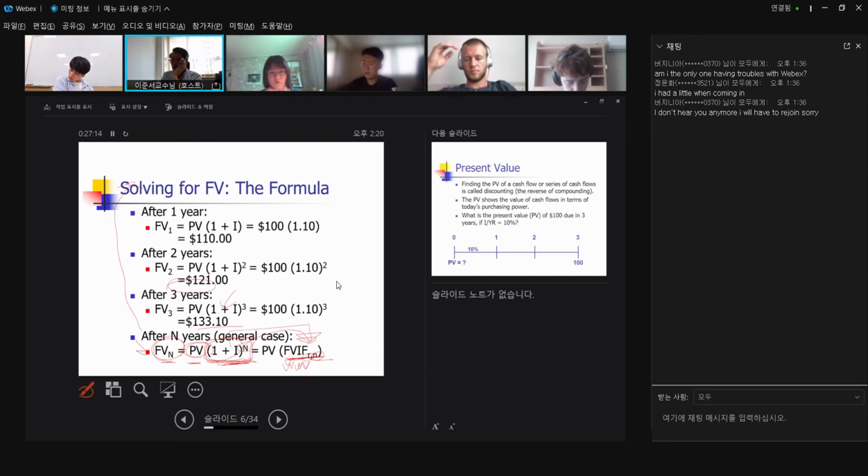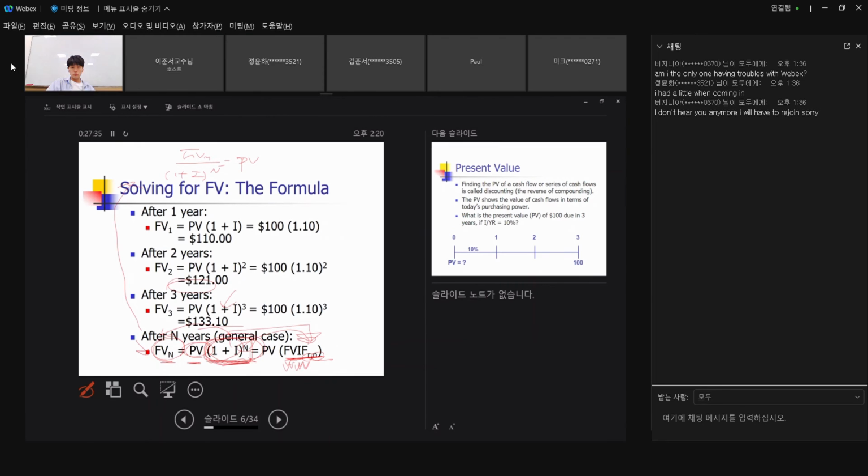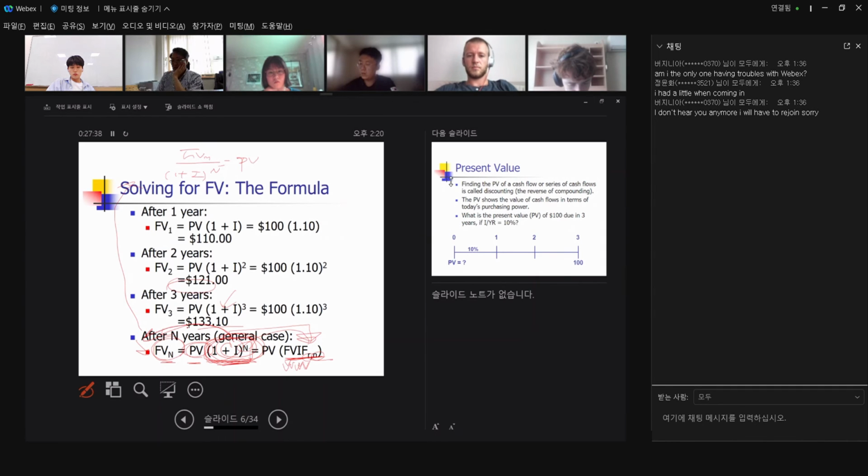Then if we move 1 plus i to the power of n from the right hand side to the left hand side, present value is equal to future value after n years divided by 1 plus i to the power of n. This is a discount factor. 1 plus i to the power of n is called the future value interest factor.